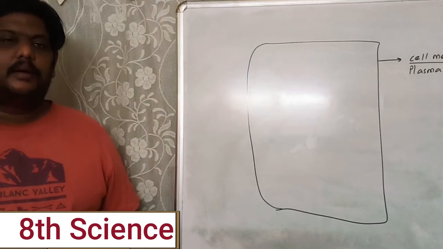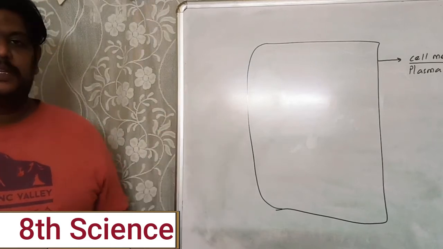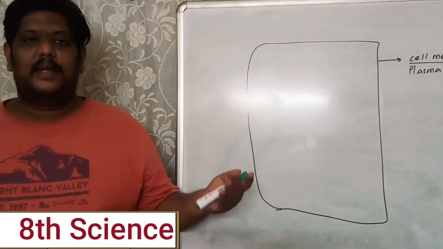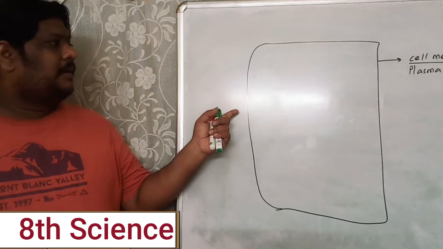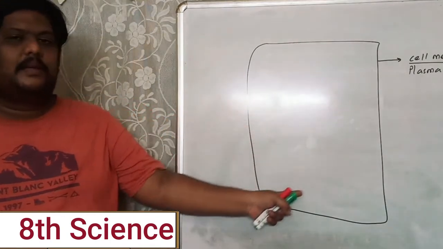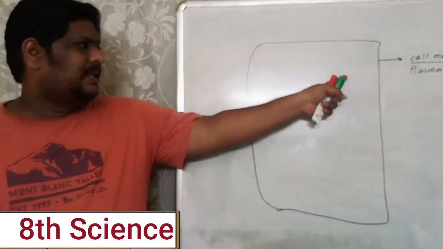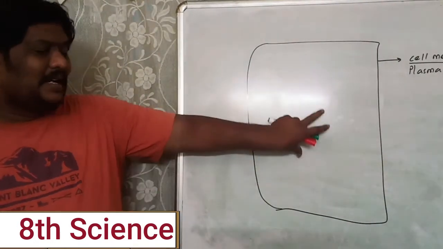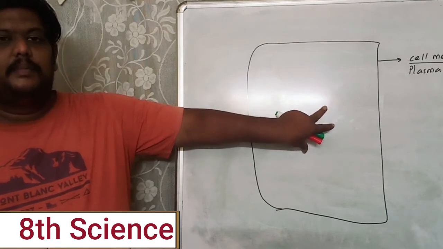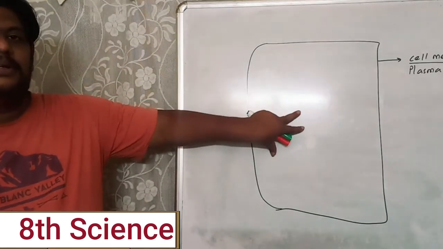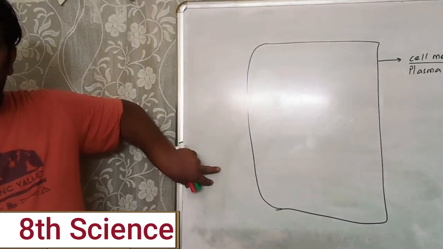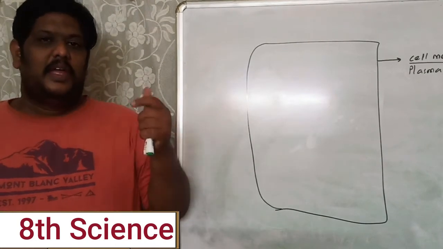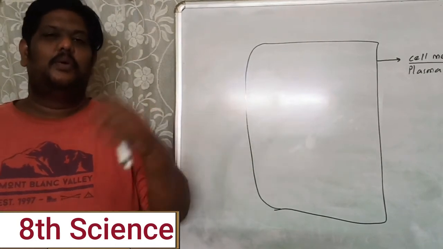What is the function of this cell membrane? This cell membrane allows things to come inside and go outside, and also it will protect the internal parts of the cell. Whatever parts are there in the cell, they are protected by the cell membrane. The contents of the cell will be under the control of the cell membrane, because it will not allow anything to go out, nor allow anything to come inside, unless it selects the things. If it wants something to come inside, or wants something to go outside, it will send it.